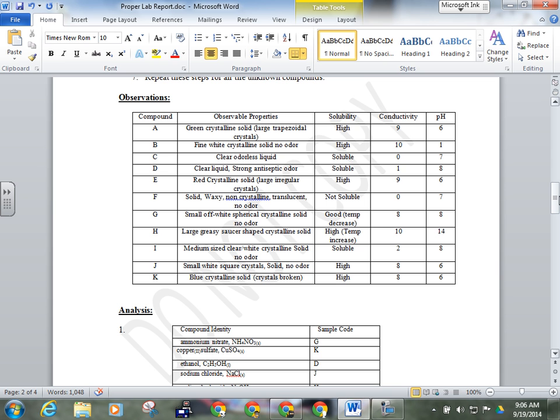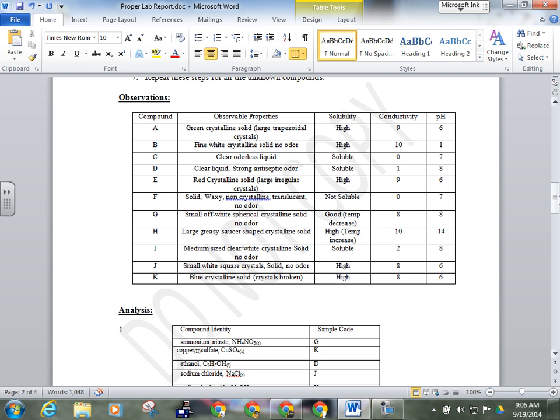Medium-sized, clear or white crystalline solid, no odor. It was highly soluble, had a conductivity of 2 and a pH of 8. If it had a conductivity of 2, was it ionic or molecular? It was molecular. The only crystalline solid on our list that would have been molecular was, Peter? Sucrose, sugar. That was the only one. And that was the thing that separated sodium chloride from sucrose, the conductivity.